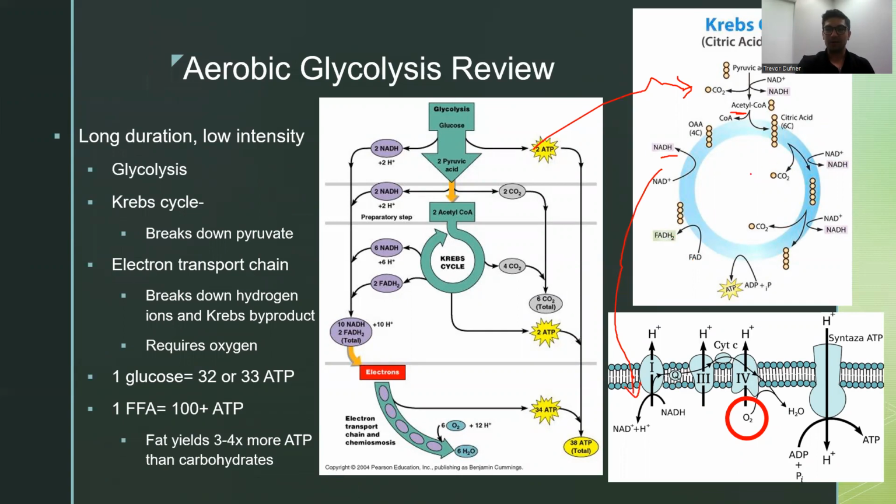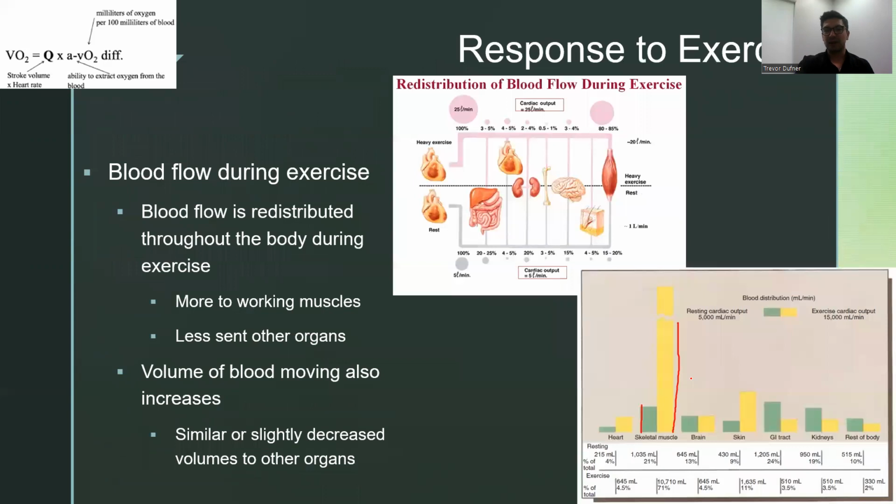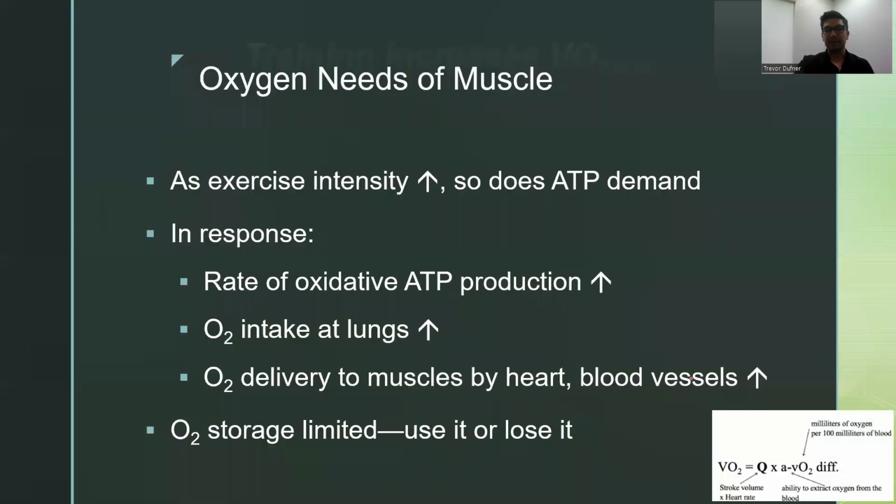All the enzymes that are involved in the Krebs cycle and the electron transport chain, though, there are so many of them that if we increase the amount of oxidative enzymes, we're going to have a massive increase in the ability of the oxidative system to produce ATP for us.